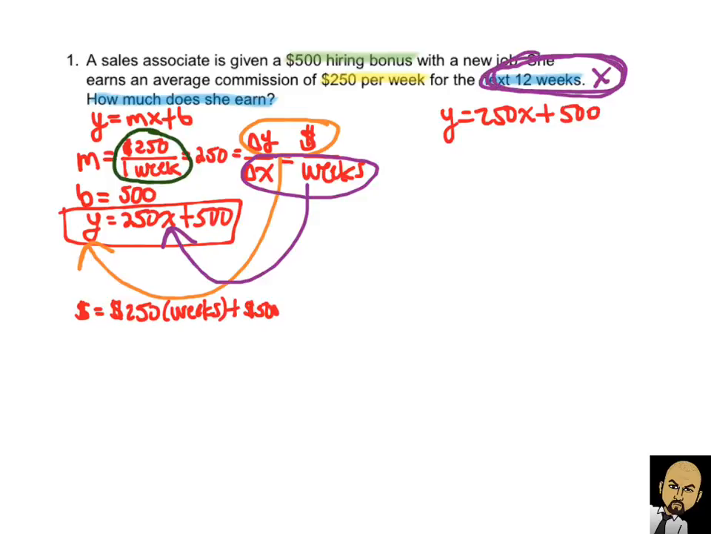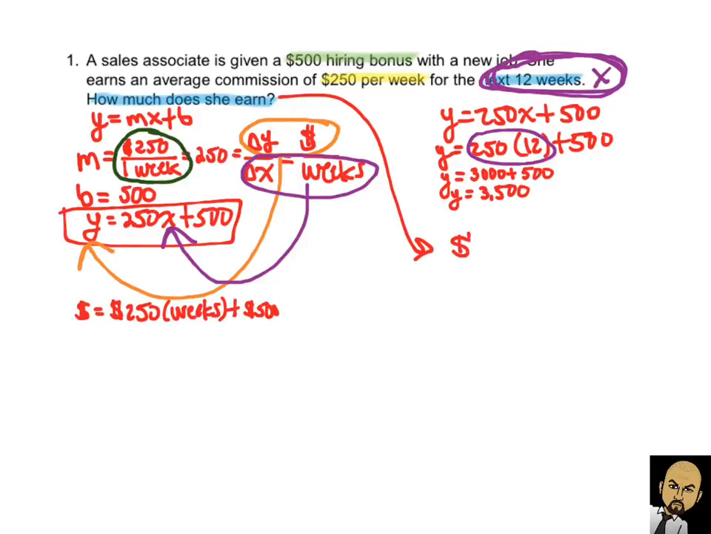So we use the equation. The weeks go with the x variable, so instead of 250 times x, it's going to be 250 times 12 plus 500. Now we just solve for y. We multiply first. 250 times 12 ends up being 3,000. We bring down the positive 500, the initial value, and so we end up with y equals 3,500. And so how much does she earn? She earns $3,500 when she works 12 weeks.